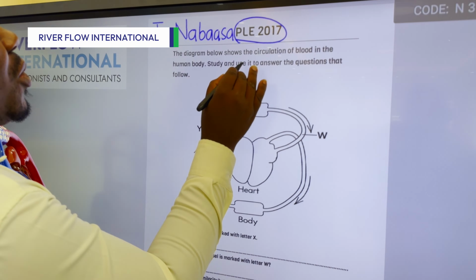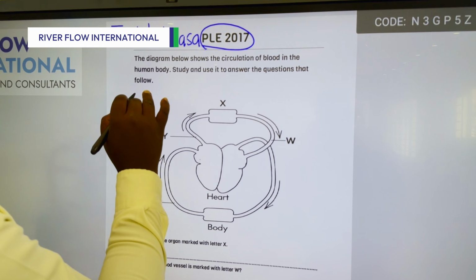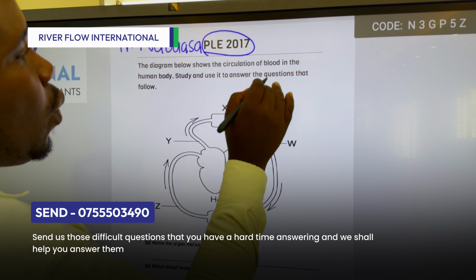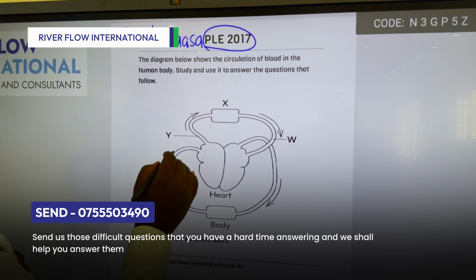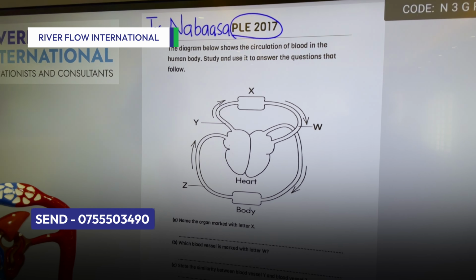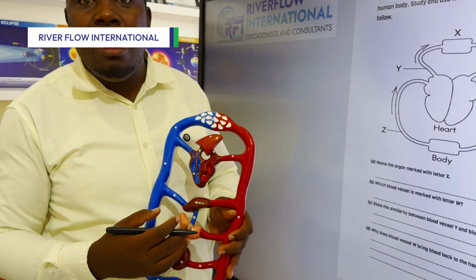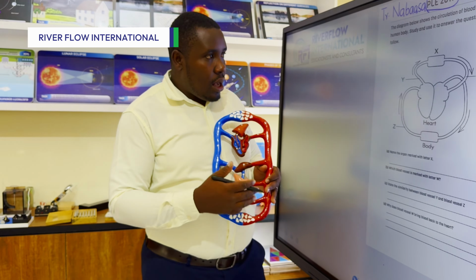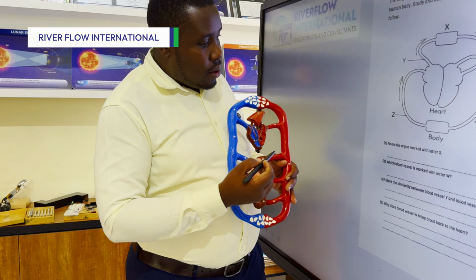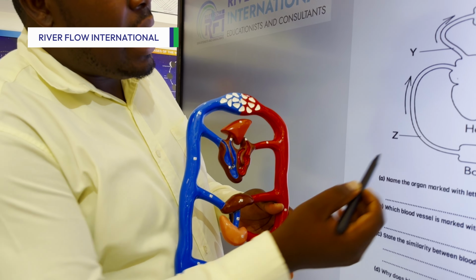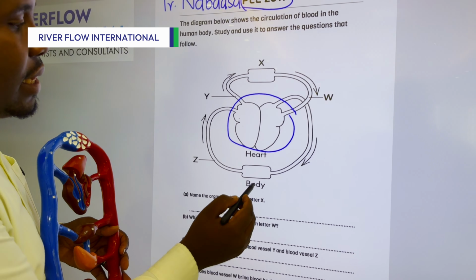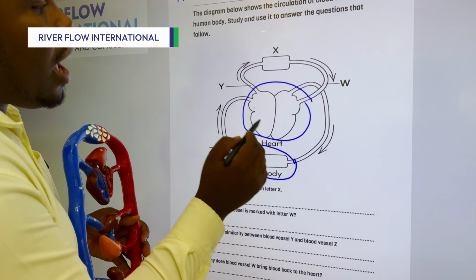The diagram below shows the circulation of blood in the human body. Study and use it to answer the questions that follow. Let's first look at this drawing. They have picked the idea from this model. Now, we have this part, and the center is the heart, which is this one. This is the center, which is the heart. Then the other concept we have here is the body.